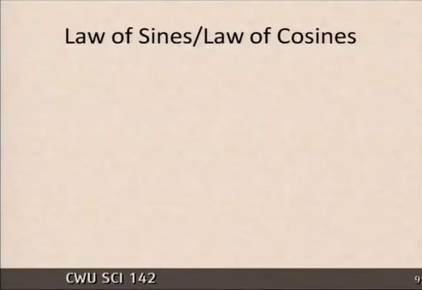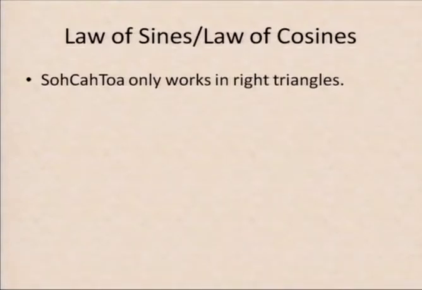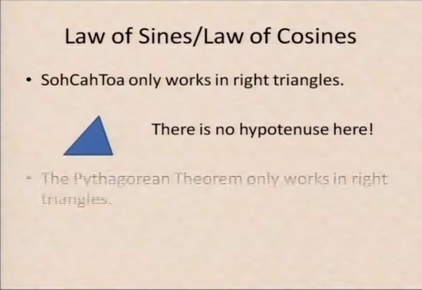Alright, so we start here and we're looking at law of sines and law of cosines. There's a few things that you need to remember. Number one, SOHCAHTOA only works in right triangles. I can't tell you how many times I have seen students try to use that in a triangle that wasn't a right triangle. It only works in a right triangle. There's no hypotenuse in this triangle here. No matter how much you try to believe it, there isn't one, so you can't use it.